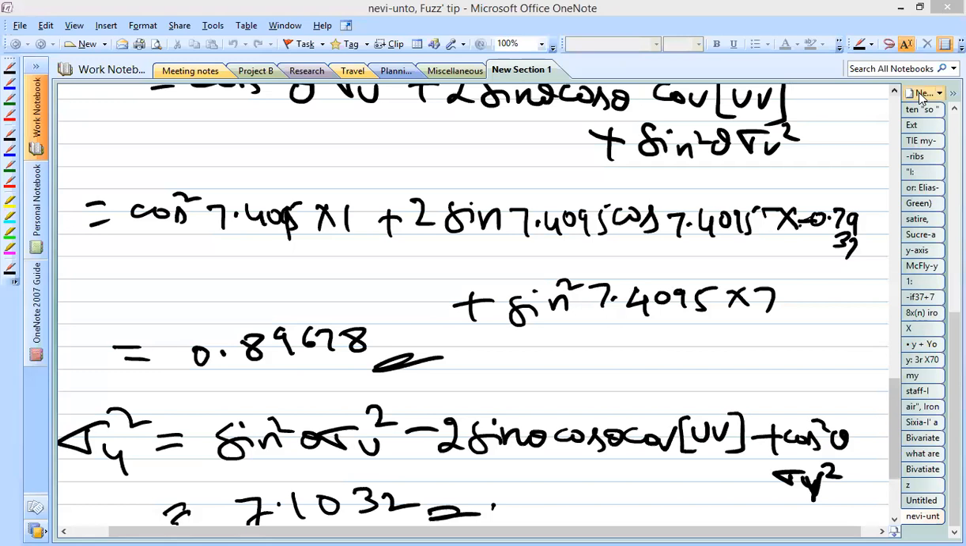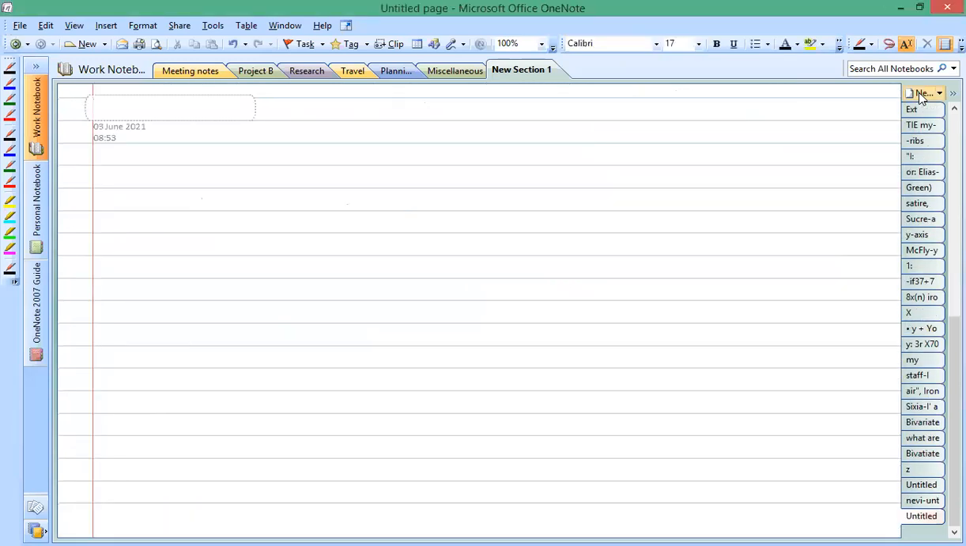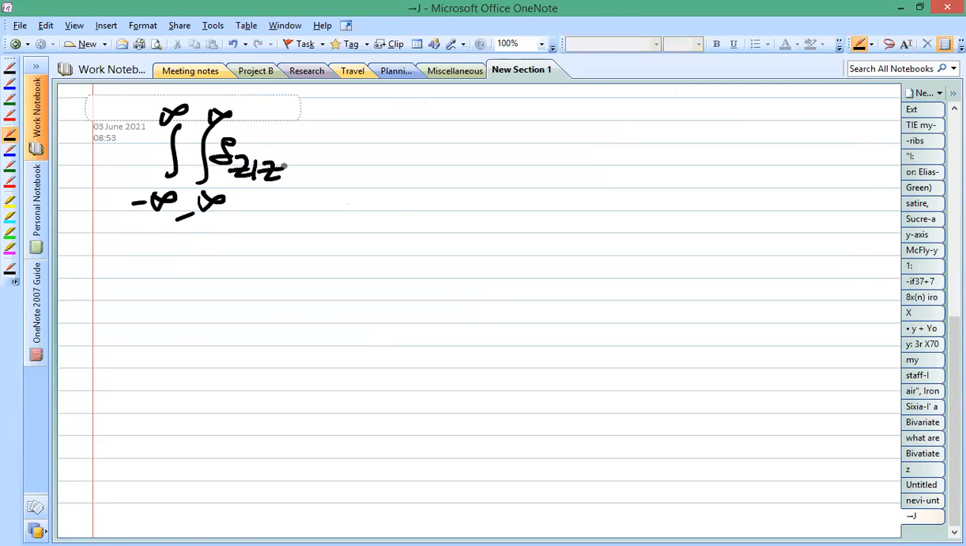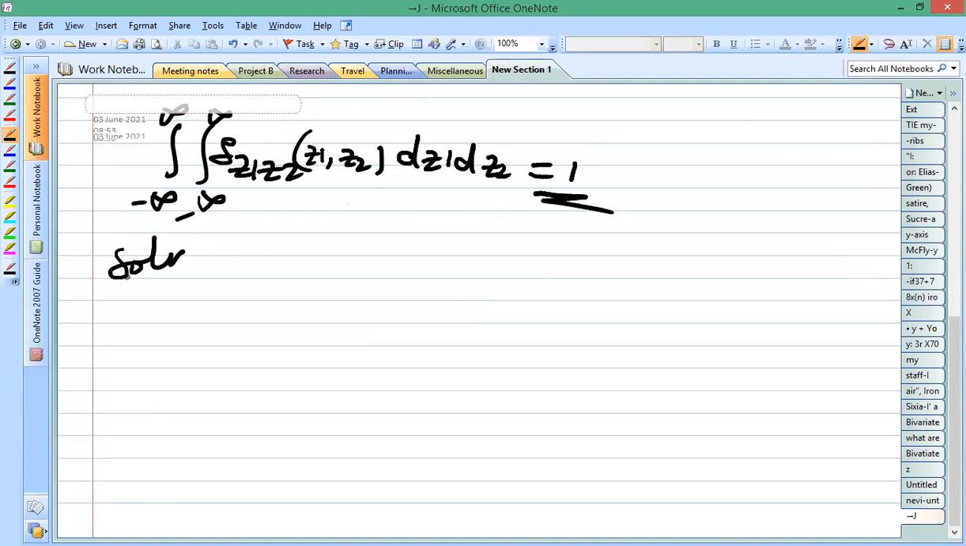Here let us prove that the double integration, with the integral range minus infinity to plus infinity for both integrals, of the PDF f Z1 Z2 of small z1 comma z2, integrated with respect to dz1 dz2, is equal to 1. This we need to prove. So let us see the solution for this.